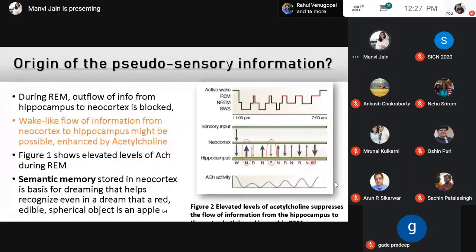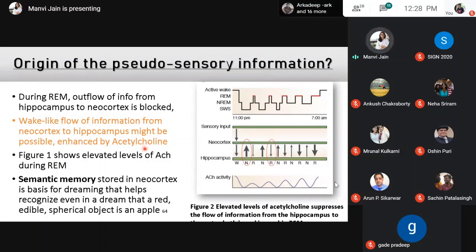That means it is clear that the neocortex and hippocampus are actually interacting, but on a different side, which might be an anomaly. I mean, that cannot be normal. So that is what I think: a wave-like flow of information from the neocortex to the hippocampus might be possible, and that is possible by a sudden elevation in acetylcholine level, as we saw in the last slide. So that might be a complete anomaly of nature, or whoever created us, an anomaly by which we can see beautiful dreams at night.